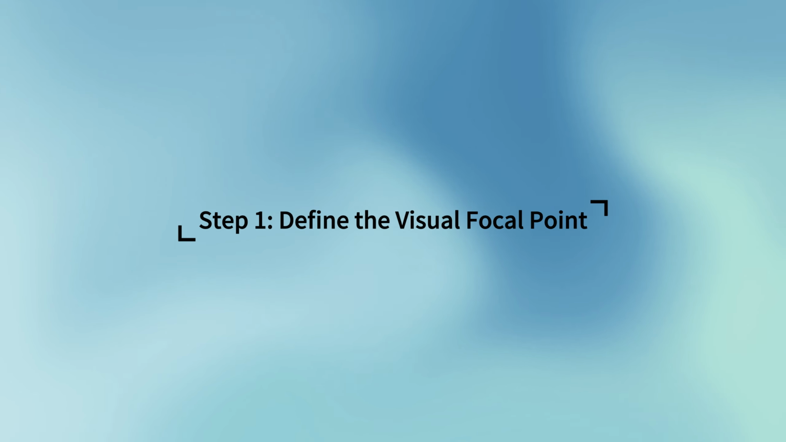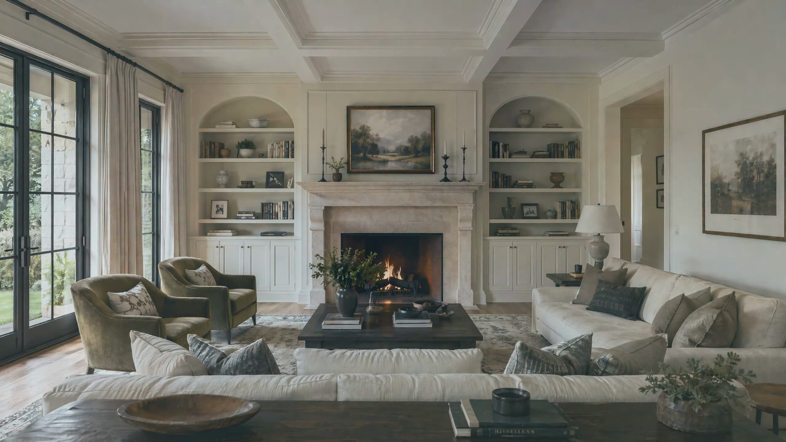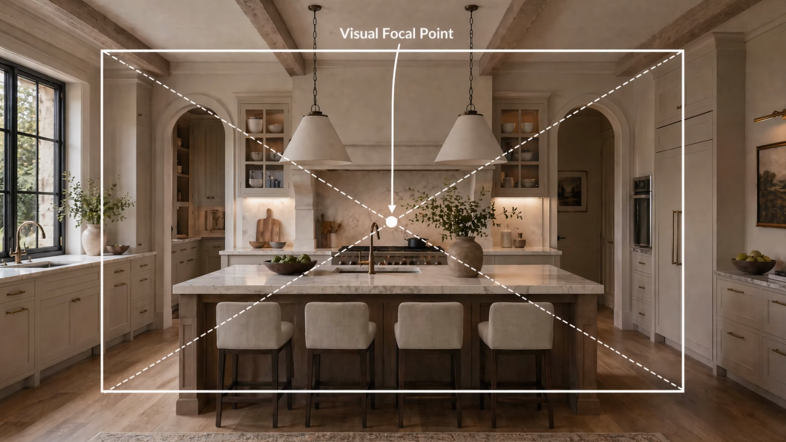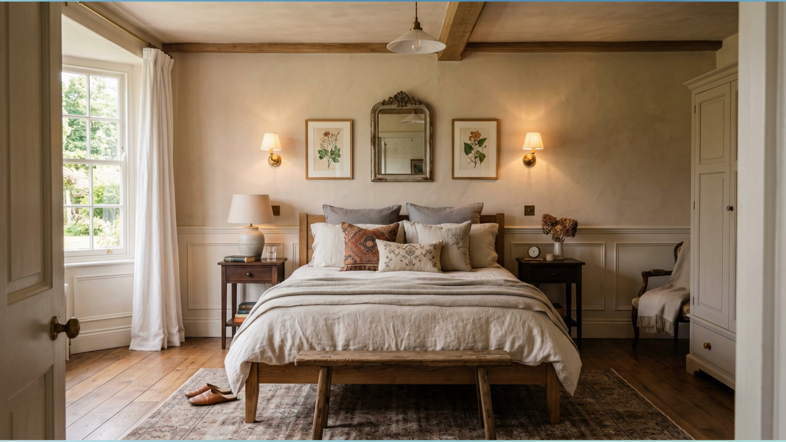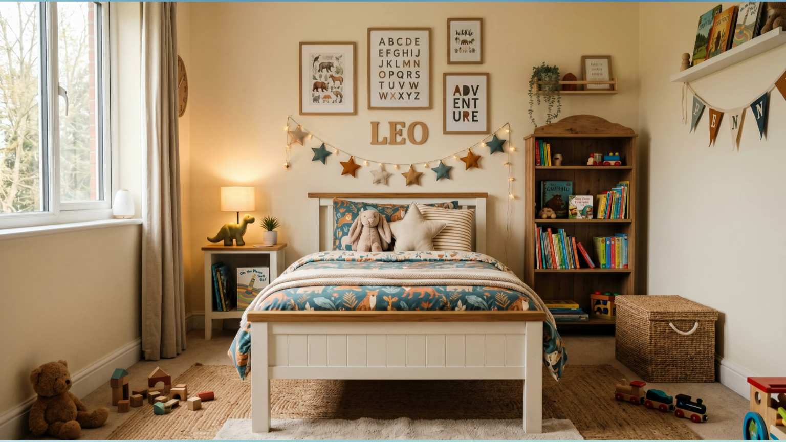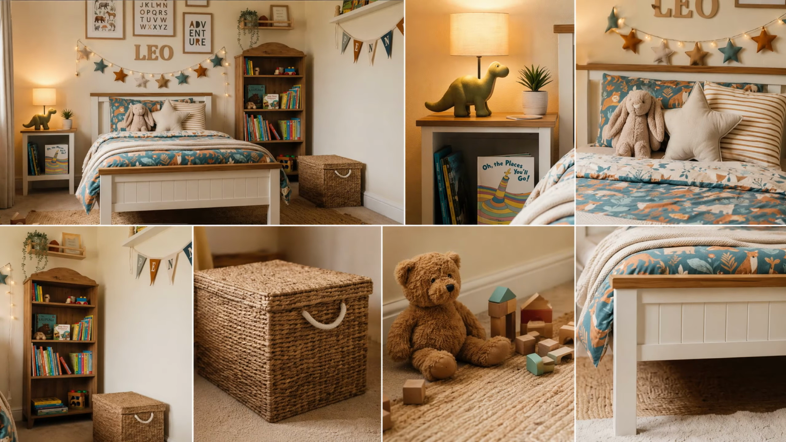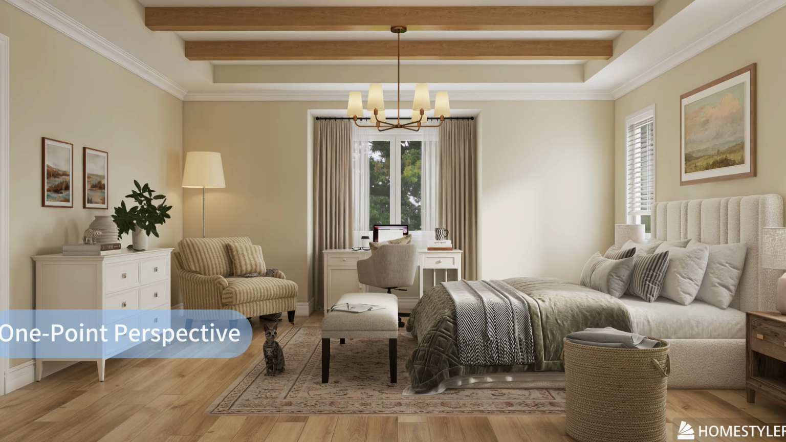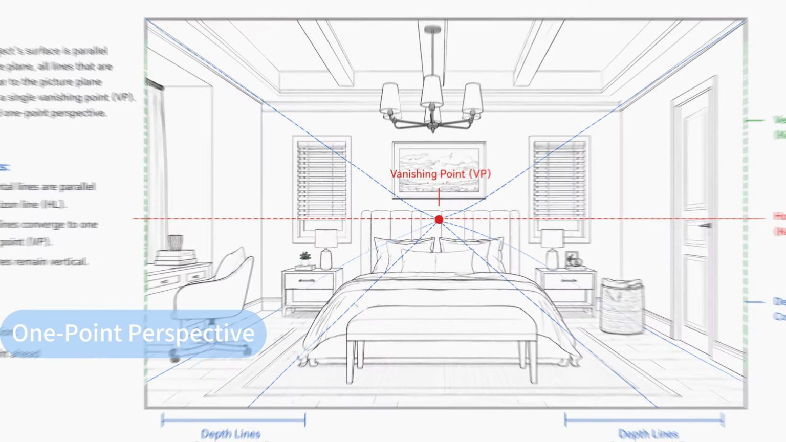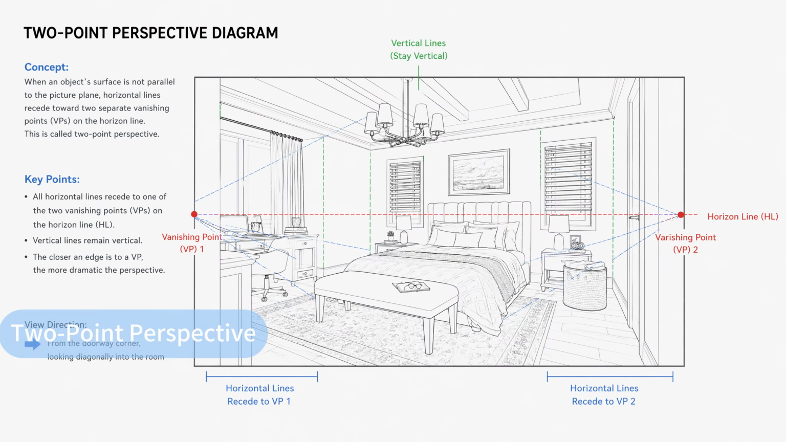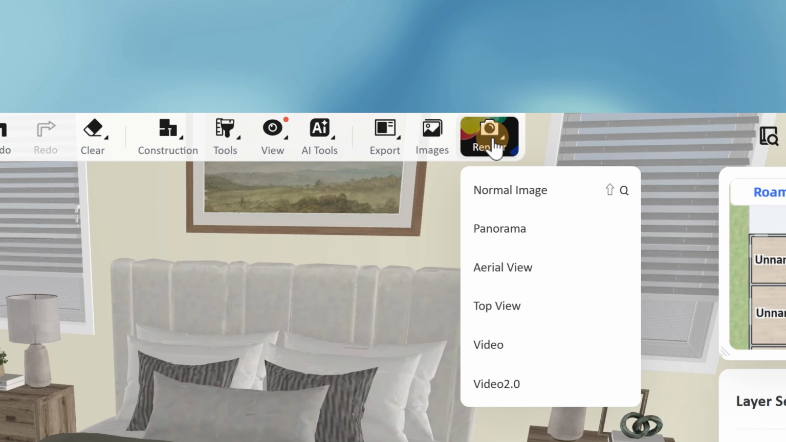Step 1. Define the visual focal point. Typically, focus your shot around structural elements like background walls, fireplaces, or kitchen islands, or key furniture pieces like sofas, beds, or accent chairs. Step 2. Select the perspective mode. Depending on the layout of your space, you'll typically want to choose between 1-point and 2-point perspective. Let's jump into the tool for a quick demo.